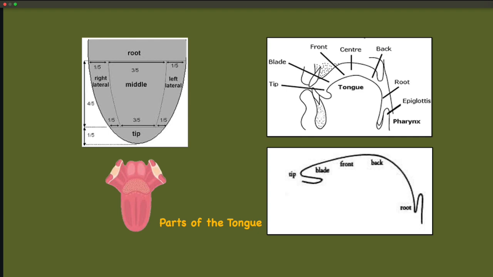Alright? So each part of the tongue plays a specific role in speech. By moving different parts of the tongue, we can produce a wide variety of sounds, making the tongue one of the most versatile articulators in speech production.